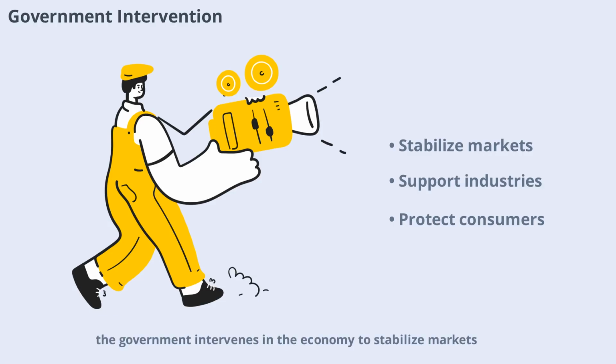Sometimes, the government intervenes in the economy to stabilize markets, support key industries, or protect consumers. For example, during crises, the government may provide financial aid to companies or regulate prices. Understanding when and why intervention happens helps you see the balance between free markets and government oversight.